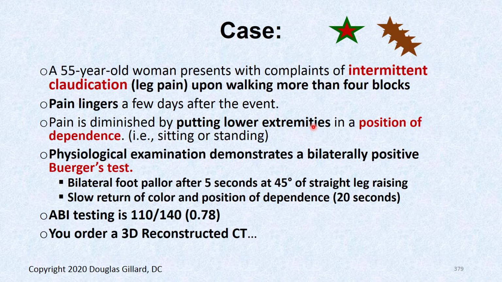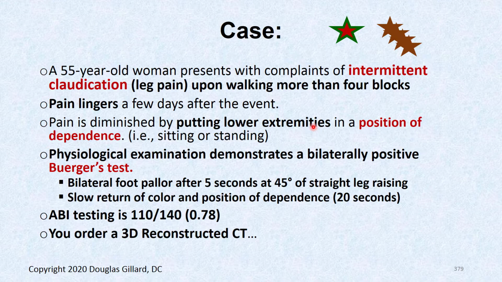What does that mean, position of dependence? Well, if you guys are sitting right now or standing, your lower extremities are in a position of dependence. Therefore, gravity is assisting the arterial blood flowing down into the legs, which is great. Although it's hindering blood from getting out of the legs, nevertheless, the tissue doesn't care as long as it gets some oxygenated blood. So you did a test called Buerger's test, which we'll talk about next week, I believe. Yep, next week, I think. And she had a positive bilateral Buerger's test. Buerger's test, think PAD.